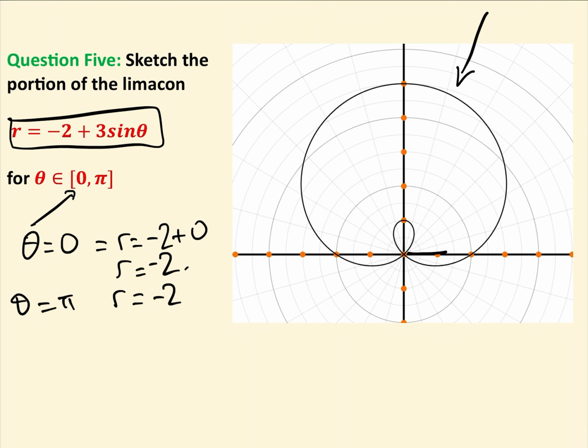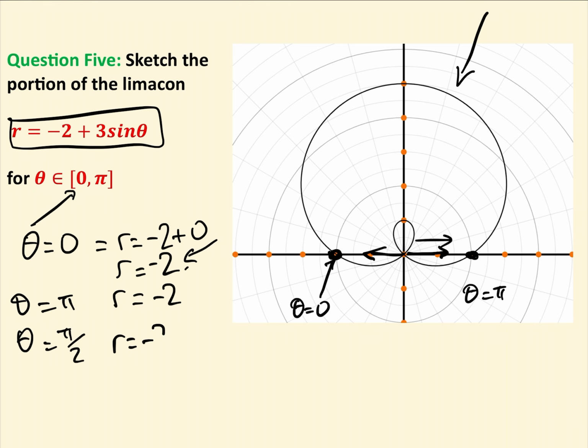Right, so when theta is 0, i.e. going in that direction, r is minus 2, which is that point. So that point there is theta equals 0, and r is minus 2. When theta equals pi, i.e. when theta points that way, r is minus 2, which means r is 2 that way. So this point here is theta equals pi. And what about in the middle? We also have to look at theta equal to pi over 2, i.e. r would be minus 2 add 3 sine pi over 2, which equals 1.